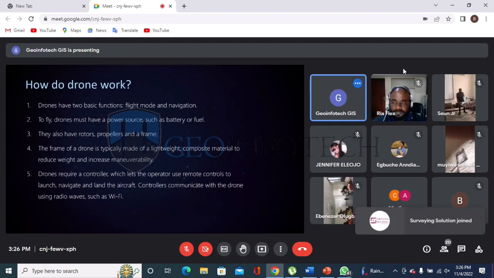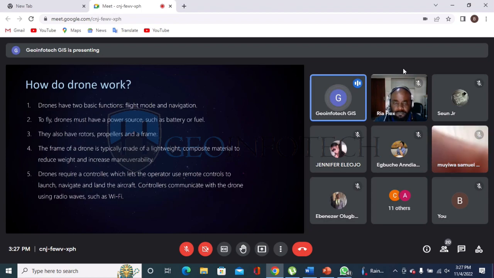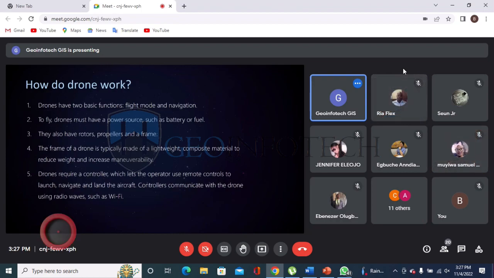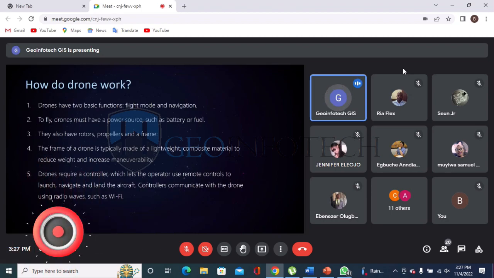Let me see if I can put the blade. We're not flying it inside here, but we'll try powering it on. For this blade, it rotates in different directions.